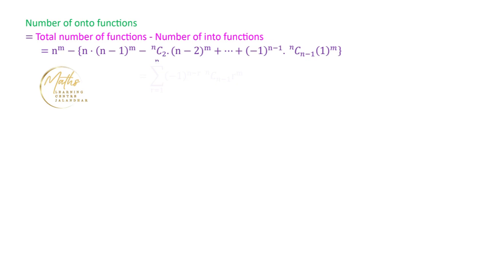Now next we have the number of onto functions. That will be given by the total number of functions minus the number of into functions. The total number of functions is n raised to the power m, and the into functions we have seen are given by this formula. So we can write this value in this form. This formula gives us the total number of onto functions that we can have.